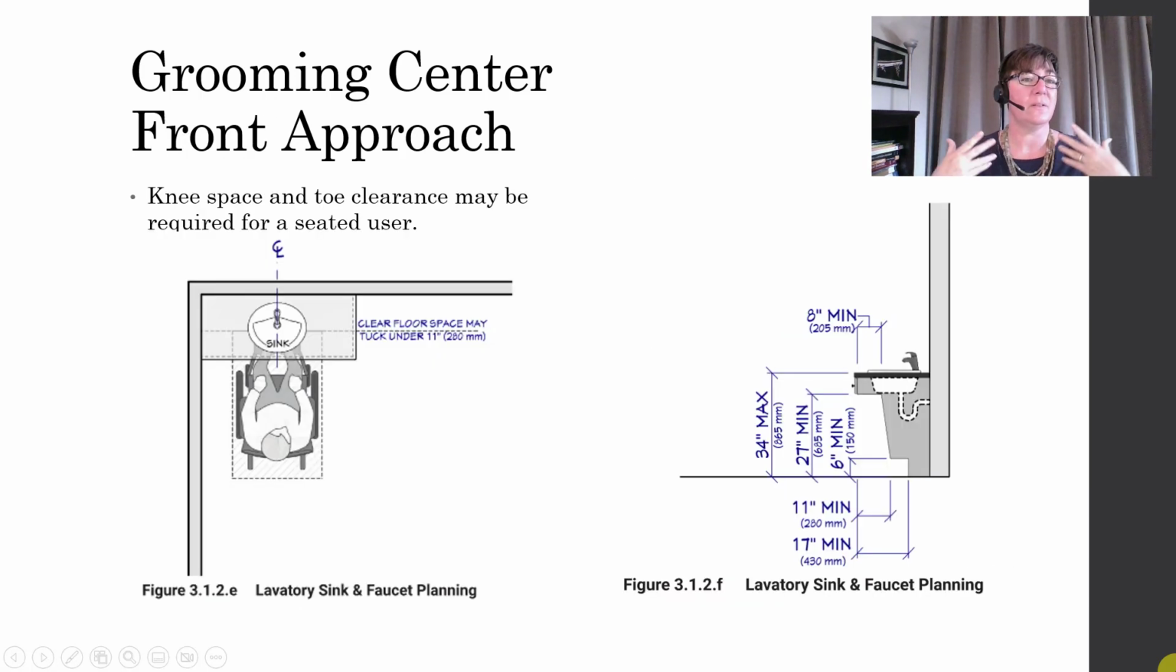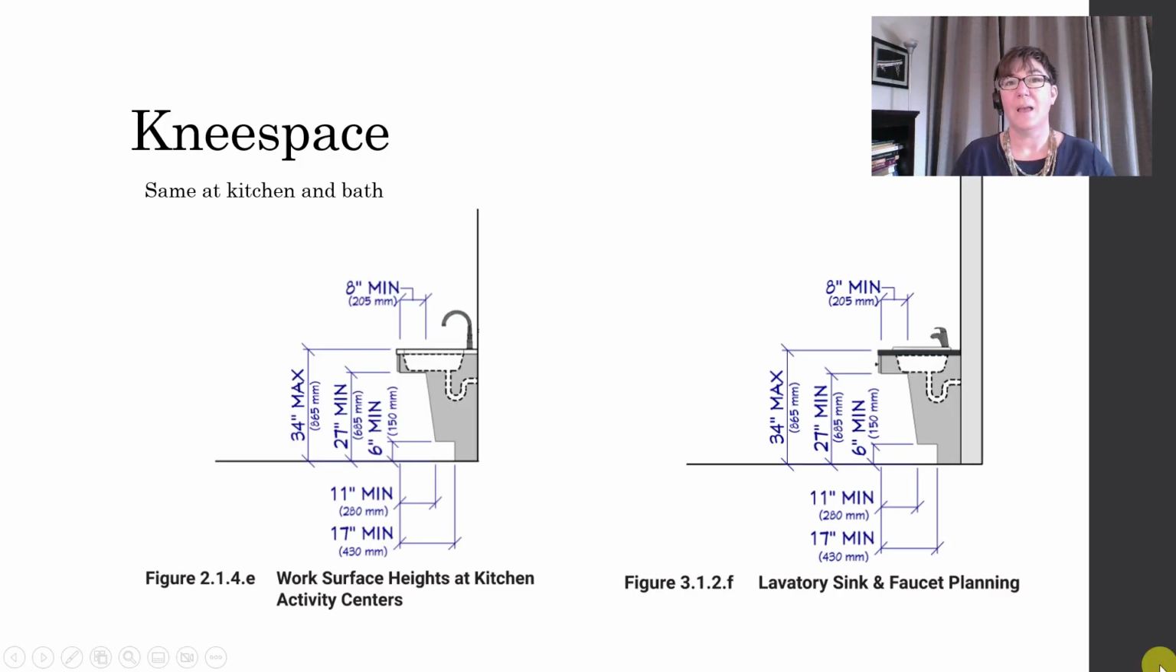Clear floor space for the front approach of a seated user can include knee space, so you can tuck under that sink. And we have another illustration of the maximum protrusions that you could design to allow someone to successfully access that sink. Notice that these knee space requirements for the kitchen sink that we saw earlier and for the bathroom lavatory here are the same.